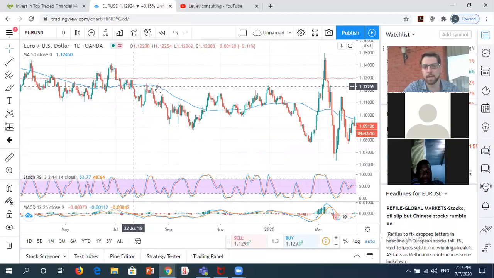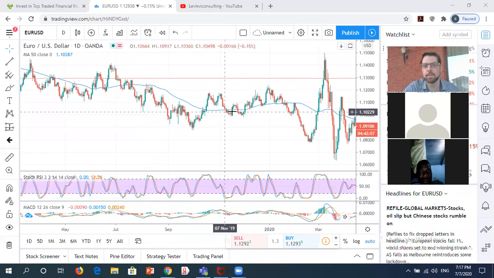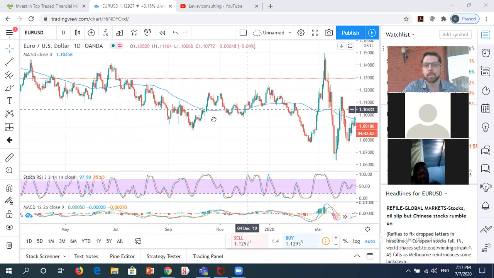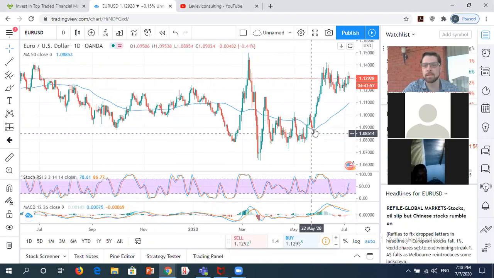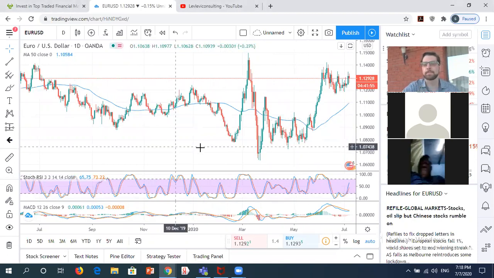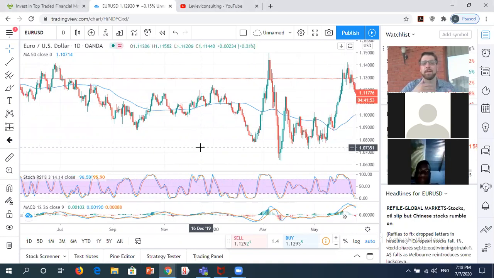For example, on this point, it follows the trend and shows the resistance line. Here, it's showing the support line. Also here, it's showing us a resistance line. Here, the support line. So basically, when the price is under moving average, we already understand that the trend is bearish. So if we're trading following the trend, then we can sell.